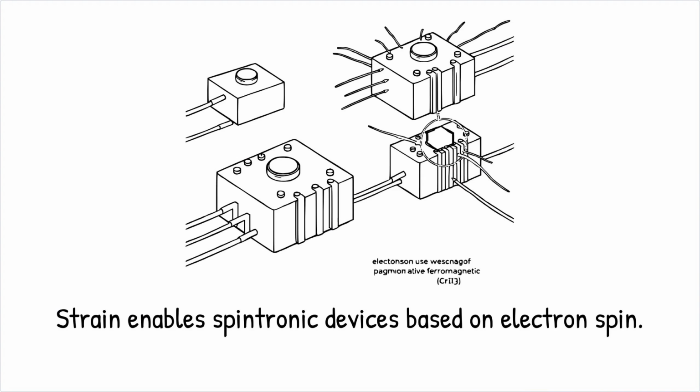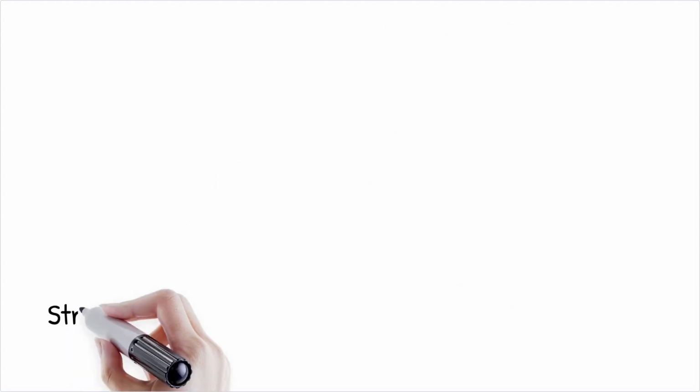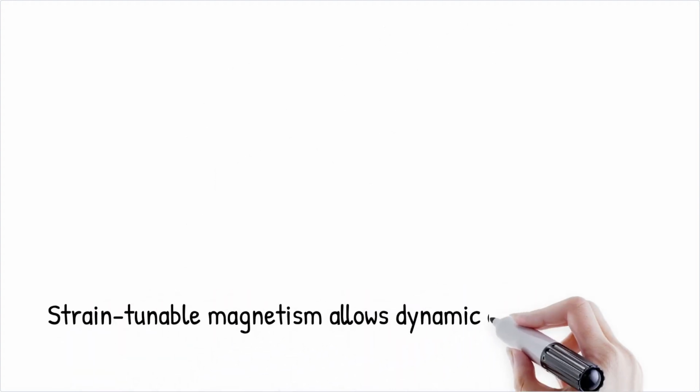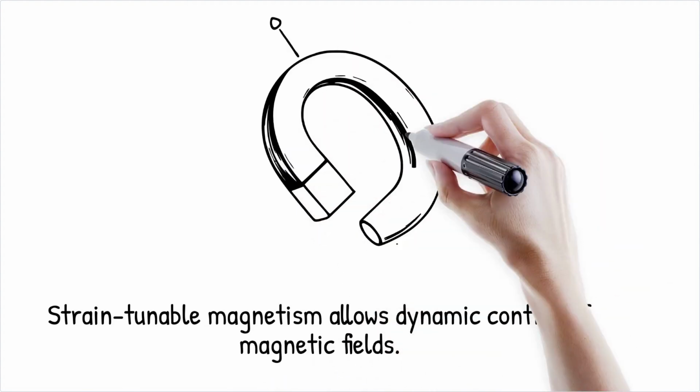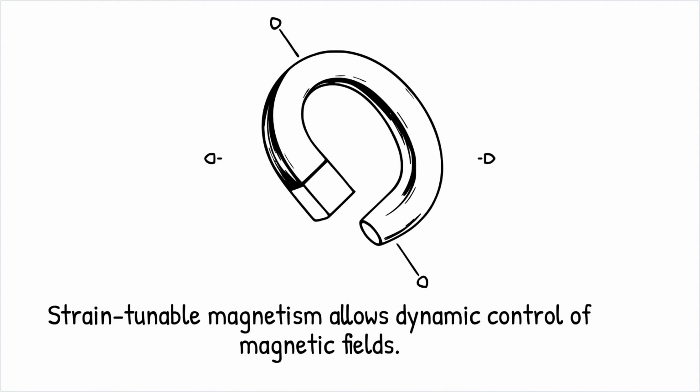Example: applying strain to CrI₃ has been shown to change its magnetic anisotropy, enabling control over its ferromagnetic behavior. Analogy: strain-tunable magnetism is like twisting a magnet to align its poles in different directions, allowing dynamic control over its field.